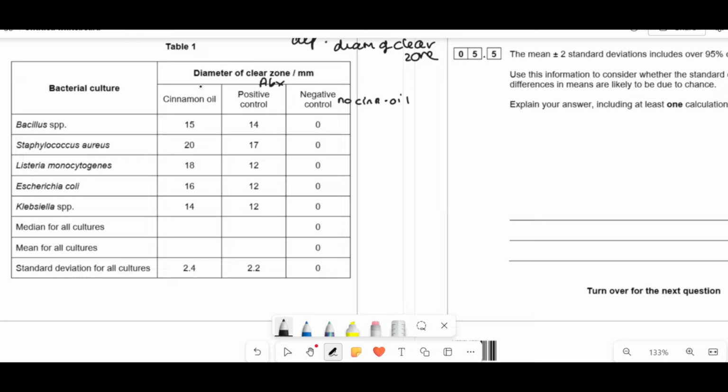Now, if we have a look here, what's going on? So it seems like Staph aureus seems to be most susceptible to cinnamon oil. Positive controls, whatever. Negative controls, all 0, as you would expect. They've all happily grown. Fine. Oh, and would you look at that?